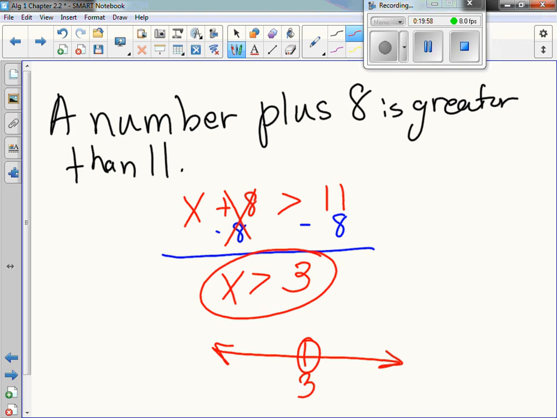So if we were to graph it, I can just put a number line, yes? And 3. Now, would the circle be opened or closed? Open because it's not equal to. Now, would we shade to the left or to the right? Because x is greater than, the numbers greater than would be on the right. So we shade all the points on the right.